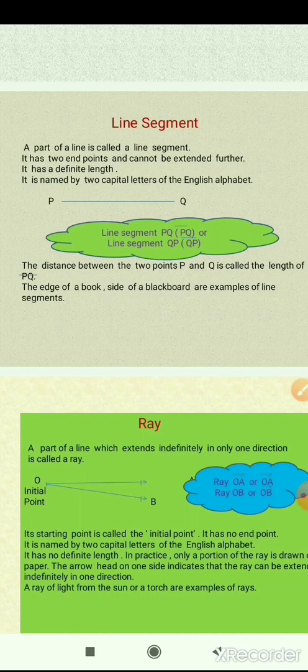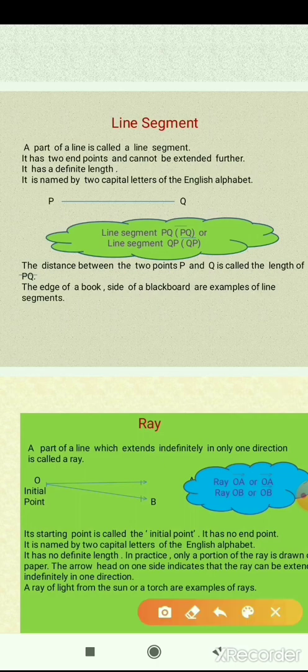Also, it is named by two capital letters of the English alphabet. We can use any capital letters A to Z. Here it is denoted by the letters P and Q. Instead of that, we can use any English alphabet letters. So how do we read it?